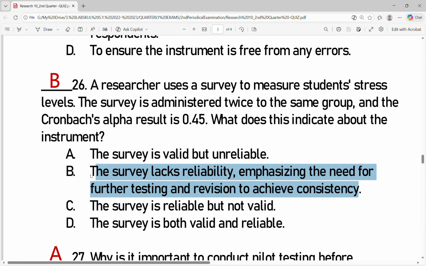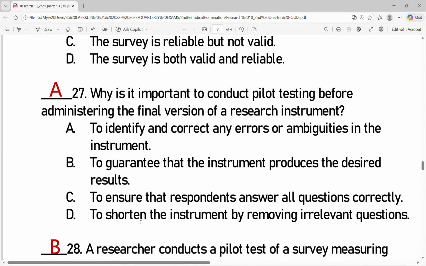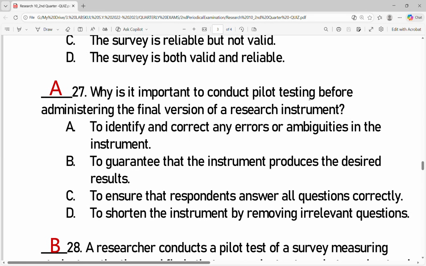All instruments that are valid are not always reliable. Tandaan nyo na ha. But all reliable research instruments are always valid. Tandaan nyo na sa ha. Next, number 27.